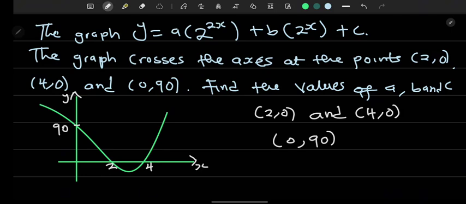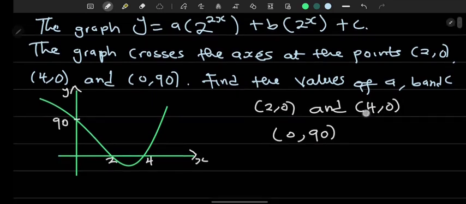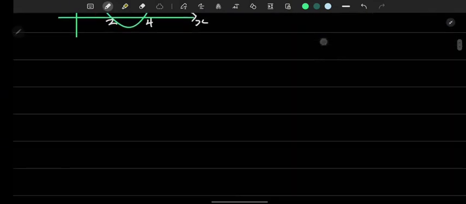So we need to make use of these three intercepts to find the values of a, b and c. What you need to do here is to substitute the x-intercepts and y-intercept into the given function, which is y equals a(2^(2x)) plus b(2^x) plus c. By the time you substitute these intercepts, you will have three equations. Then we can solve them simultaneously. Let's start from the first x-intercept.